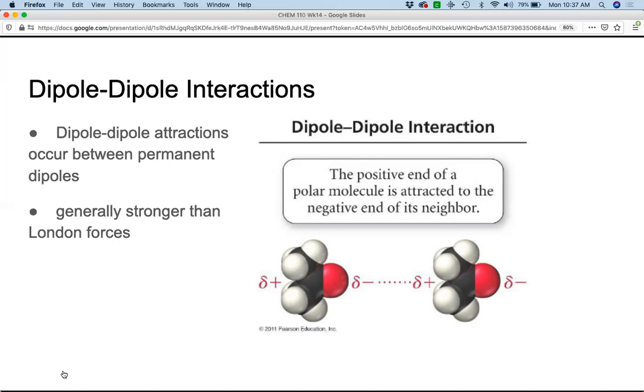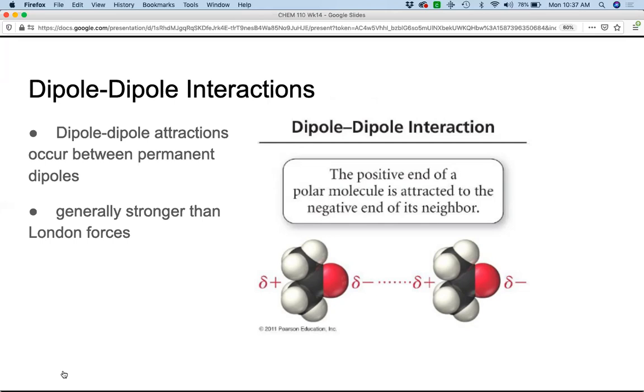So if we think about the positive end of a polar molecule being attracted to the negative end of its neighbor, this is a good way to envision a dipole-dipole interaction. So I have partial charges that I can assign to a molecule based on its electronegativity or the trend of electronegativity in the periodic table. Because I can assign that partial positive and partial negative to a molecule, then they're going to orient in space to create a dipole-dipole interaction. So the dipole of one molecule will interact with the dipole of another molecule.